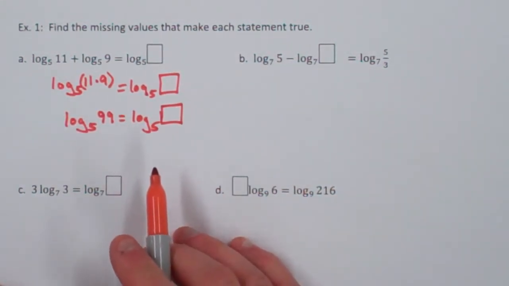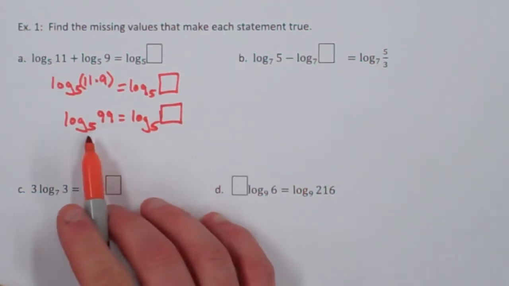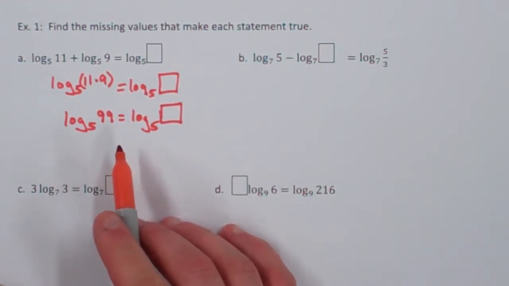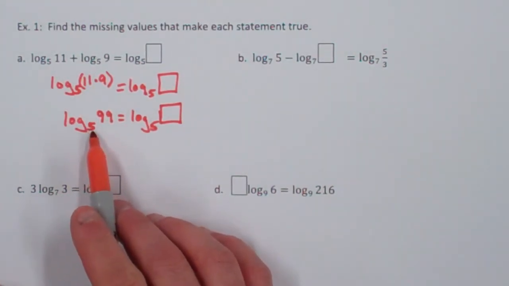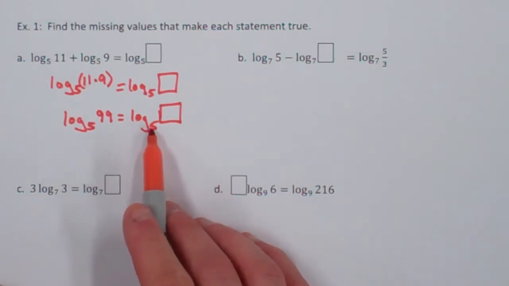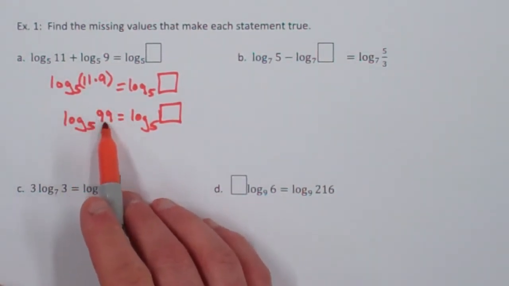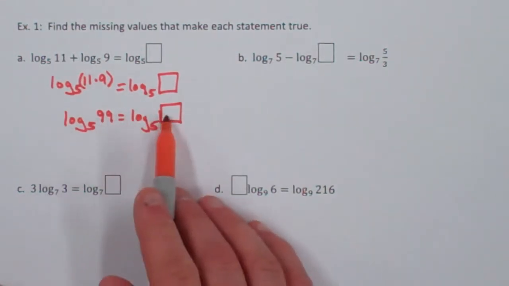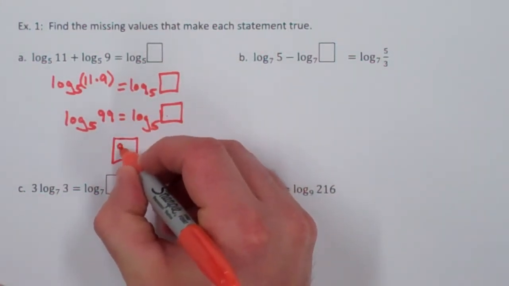It's only at this point where it's okay to drop the logs and the bases. We don't really get rid of them. All we're doing is saying that if we have the logarithm of base 5, or any base, equal to the logarithm of the same base on the other side, and this position is the one we want to know, these have to be equal. So the thing that goes in the box is definitely 99.